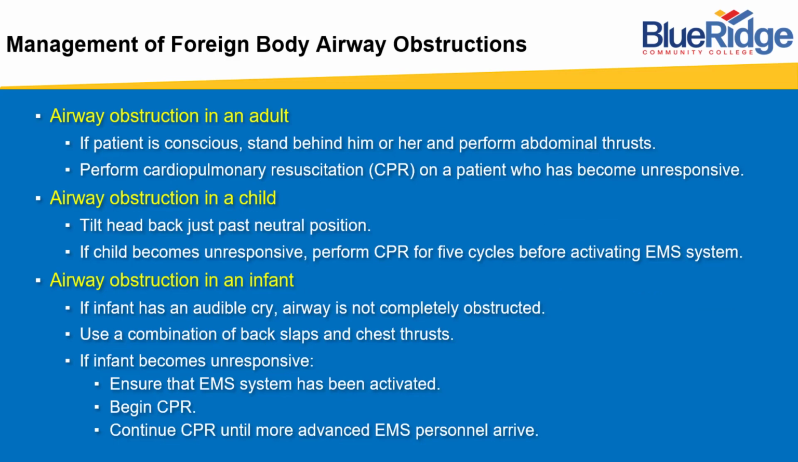When taking a look at how to manage an airway where we have either a confirmed obstruction or a highly suspected obstruction, starting with an adult: if the patient is conscious and we have confirmed that they are having an airway issue, we will stand behind them if they're standing, or if they're sitting, we will crouch or kneel down behind them in the chair, wrap our arms around them, and perform abdominal thrusts in the Heimlich maneuver fashion.